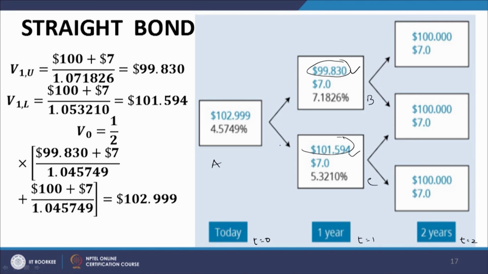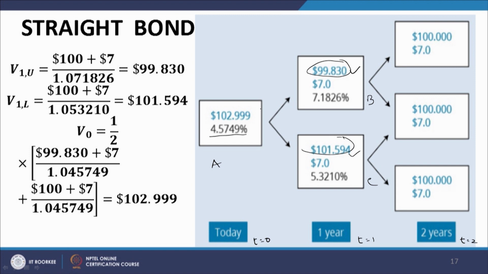So, the discounting we will have to do for going from t equal to 1 to t equal to 0 will be on cash flows of 99.830 plus 7, that is 106.830, and the rate that would operate would obviously be 4.5749%. Similarly, when we discount the proceeds at node C back to node A, we will consider the value of 101.594 plus 7, that is 108.594, and we will discount it again at the rate of 4.5749%. Please note this rate, 4.5749%, operates with respect to both node B and node C. It is relevant to the discounting of the computed values of the proceeds at node B as well as at node C.